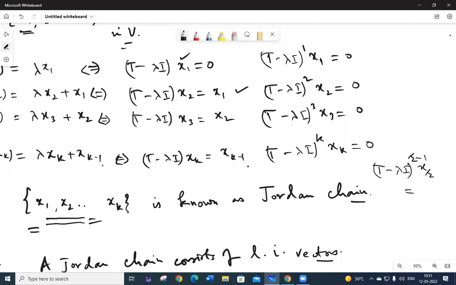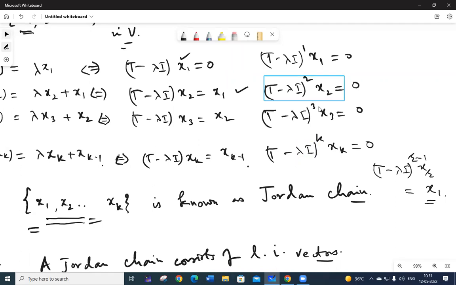From here, this is x1. Check. If I just apply it, there is one power less, here one power less. If you just take 2 here, then it would be what? x1. Yes, x1.